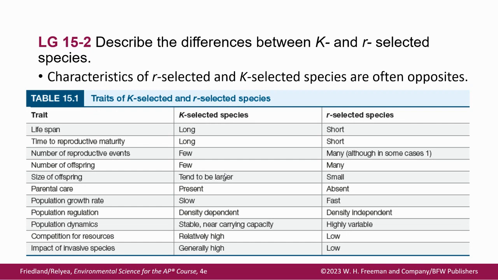When I think of K selected species, obviously I think of humans because our lifespans tend to be pretty long in the animal kingdom. Most people don't have more than two or three kids, and they don't have a lot of them at one time. Their offspring tend to be larger, so that doesn't mean that they're larger than the parents. It just means that they're larger than like frogs.